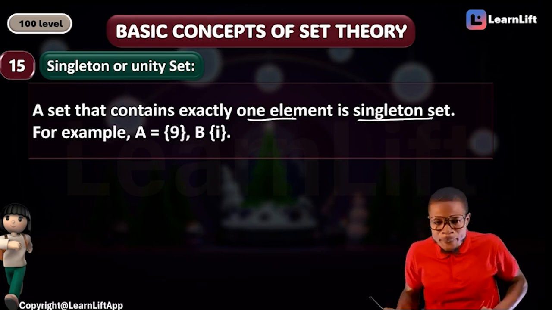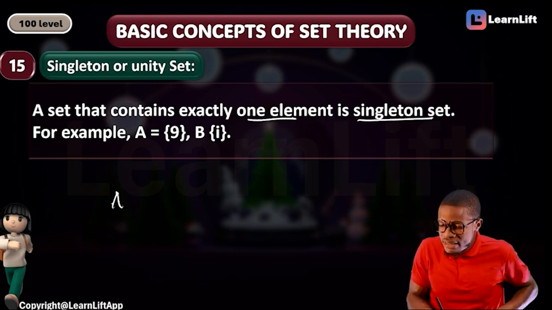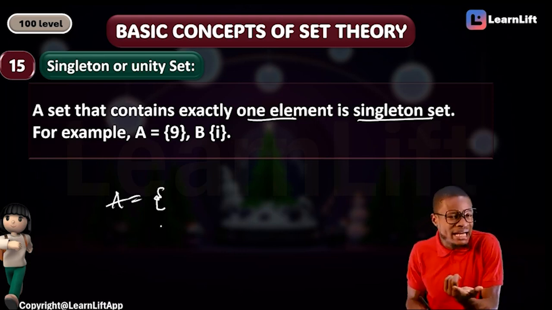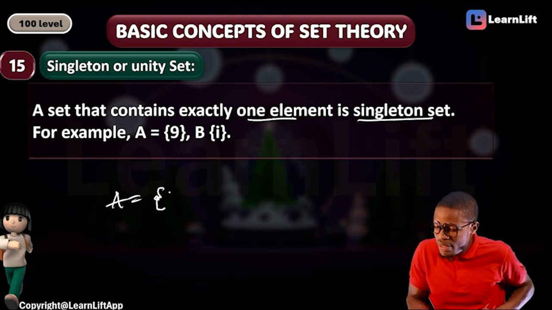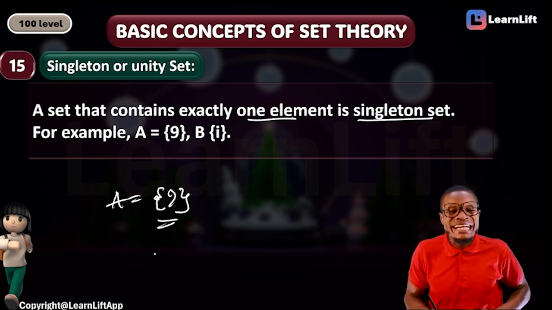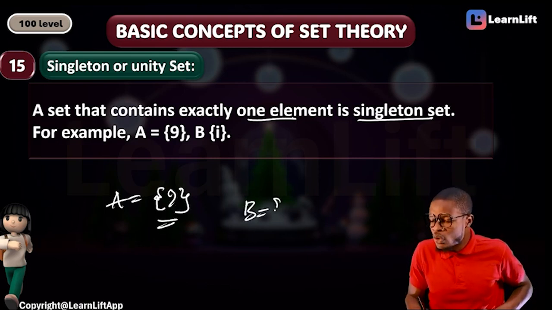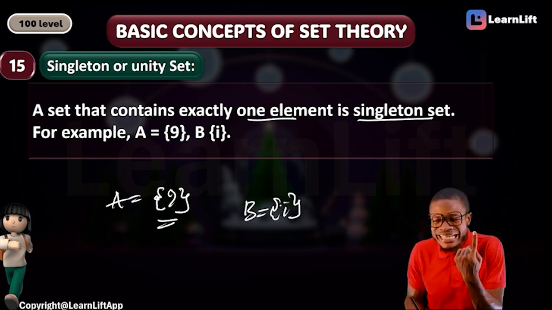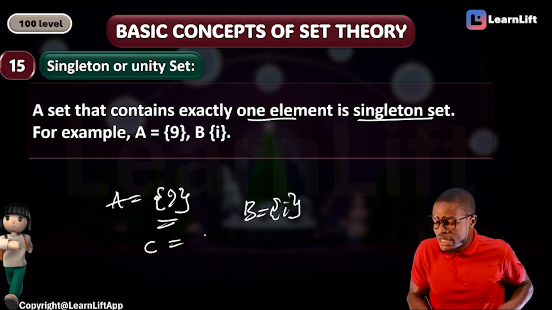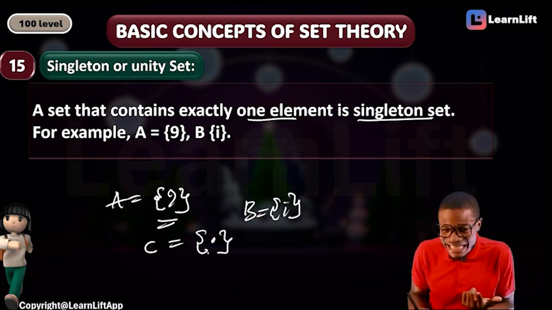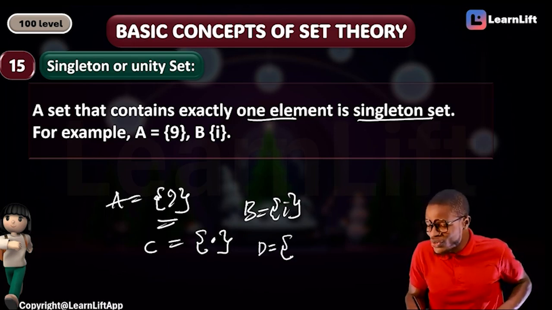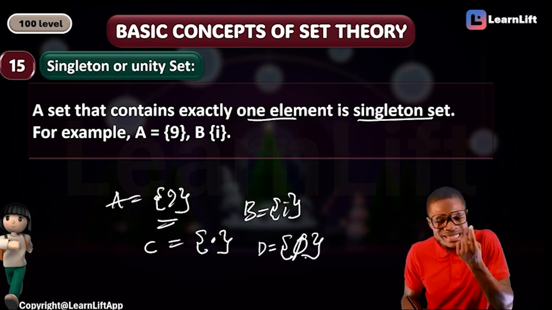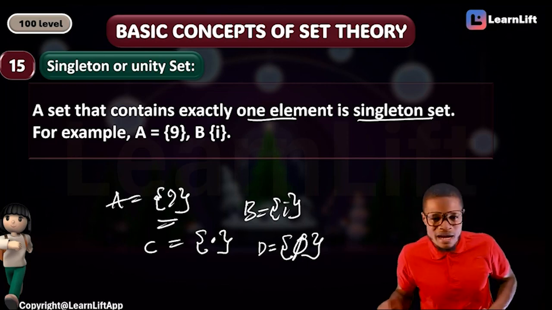Take note of this. For example, A contains how many elements? Exactly one. We are not saying at least one element. A set that contains exactly one element, and that one element there is 9. This set is said to be singleton. Your set B contains just your I. This set is singleton. Set C, if it is like this, what is this set? Singleton, exactly one element. Set D, you already know what I want to write. So what set is this? Singleton set.